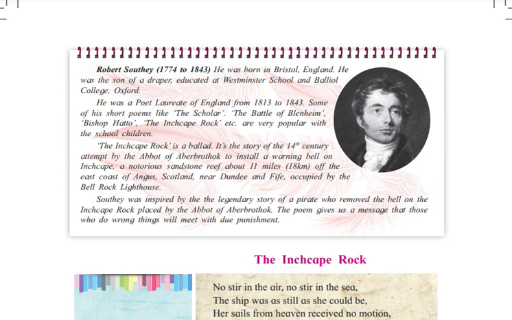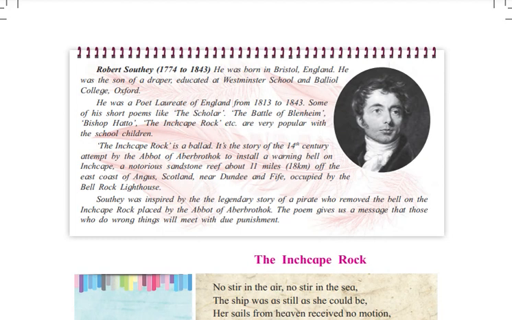The poem gives us a message that those who do wrong things will meet due punishment. So, in short, this poem is related to tit for tat. If you do a wrong thing, you will get due punishment in your life. If I am doing a wrong thing, I will get the punishment. As simple as that.